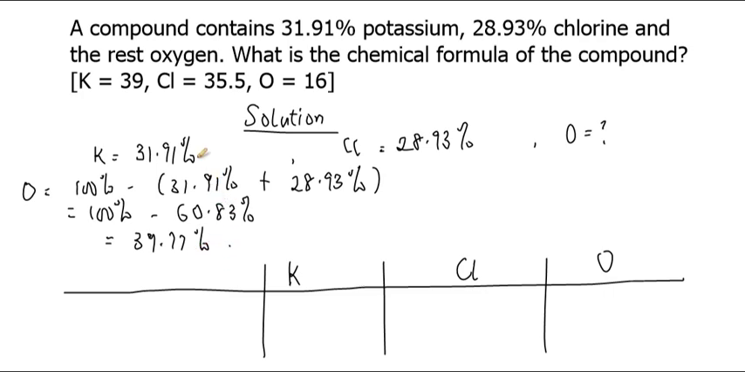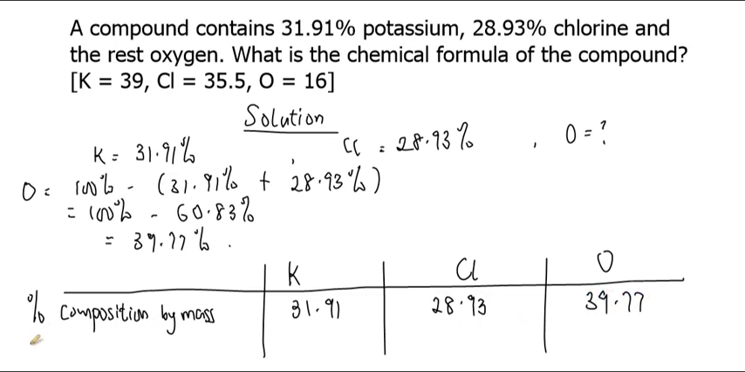That is, as we have them in percentage, they can also have equivalent values in grams if we are taking the whole of the compound to be 100 grams. Explaining that as a mass, so we won't be confused when we are working with the formula for calculating moles, which is mass divided by the relative atomic mass. So here I can just say percentage composition by mass. For potassium here I have 31.91. For chlorine I have 28.93. And for oxygen I have 39.77.